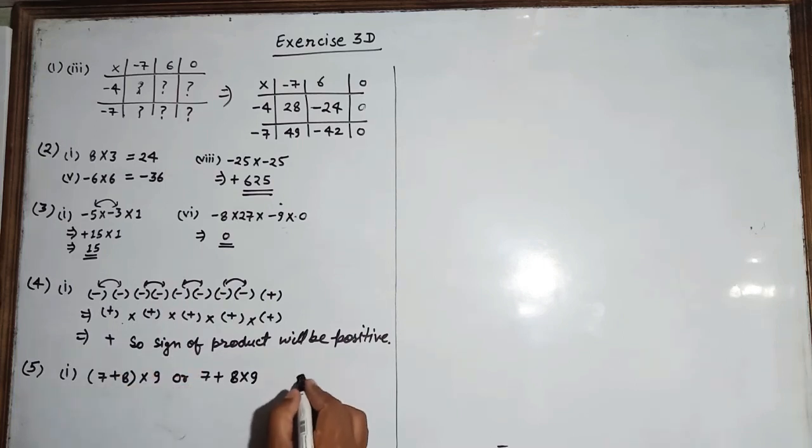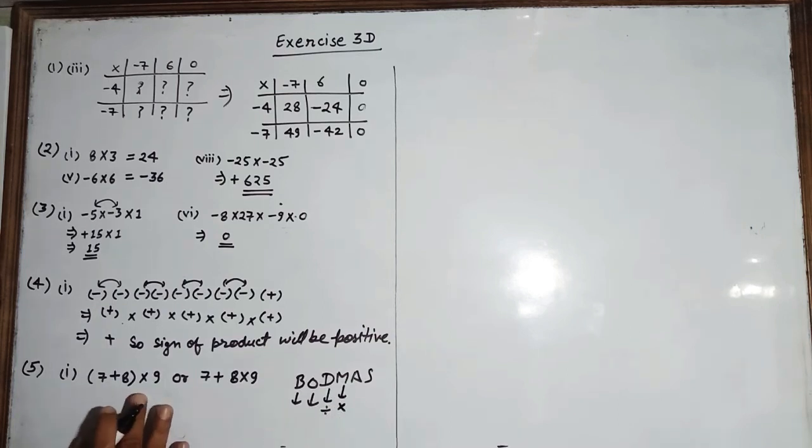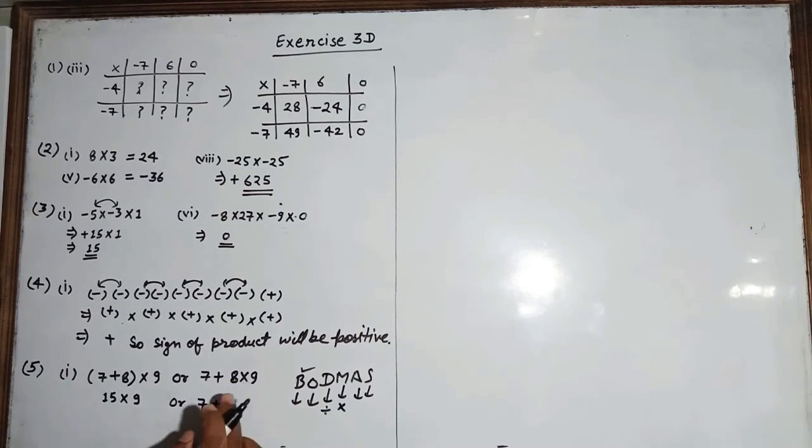You know the rule of BODMAS: first we will open the bracket, then of, then division, then multiplication, and at last addition and subtraction. Here is the sign of multiplication. So inside the bracket first we will solve 7 plus 8, which is 15, into 9. And for this we can write 7 plus, we will multiply first, 8 times 9 is 72.